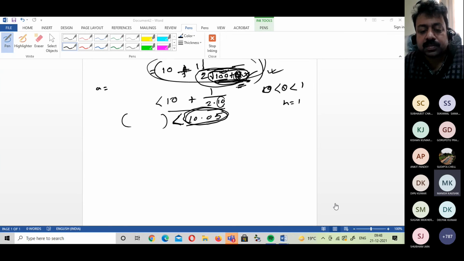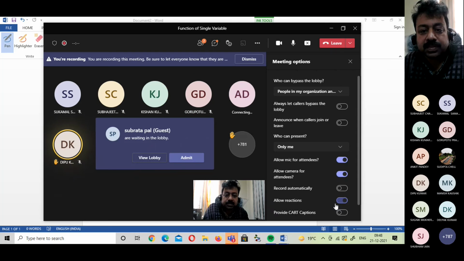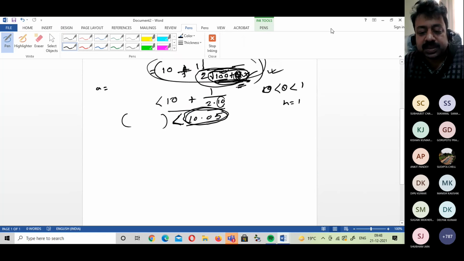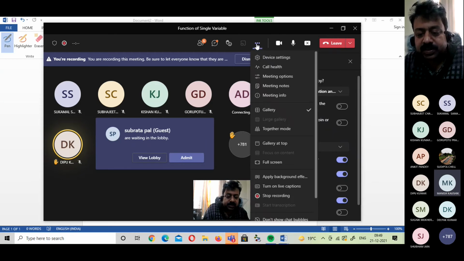If we assume it as cube root of 29? Yes, you can assume, but you have to see what you have to prove. Suppose we consider f(x) equals x to the power 100. One minute. Sir, can you give an example? Yes, I am giving one example.